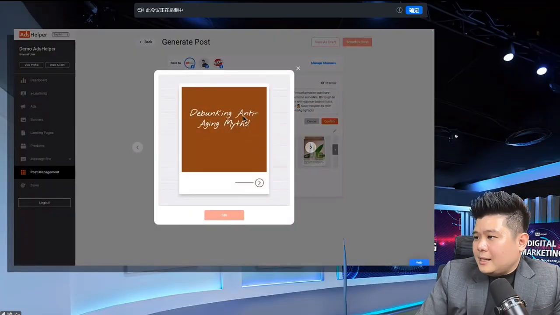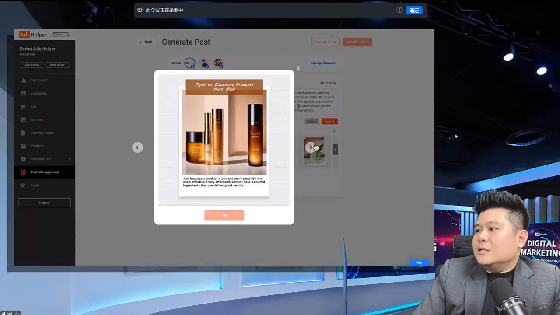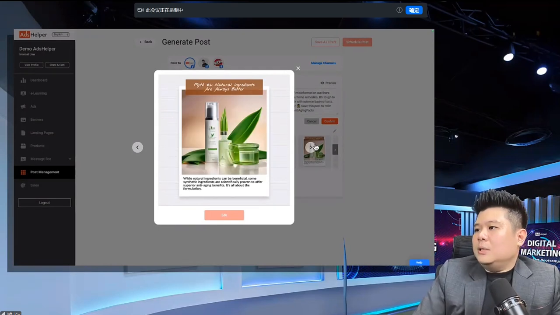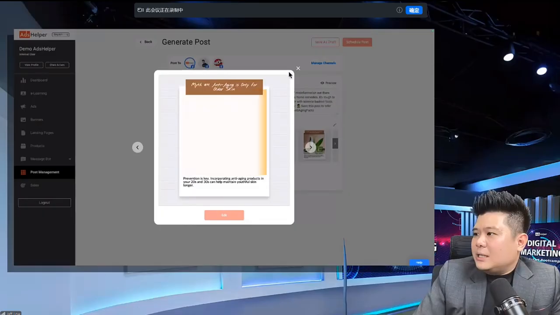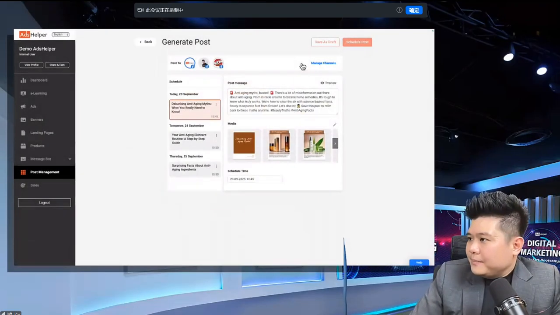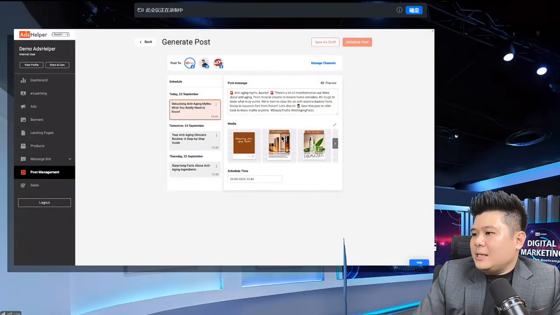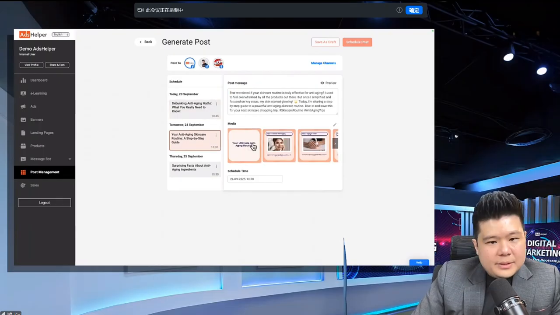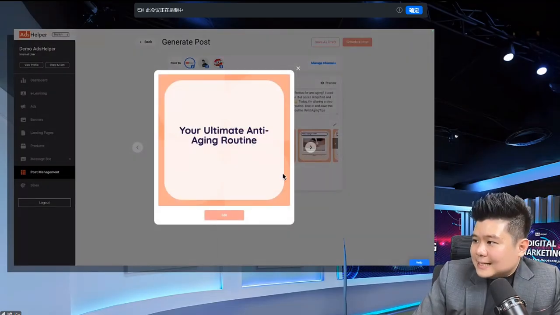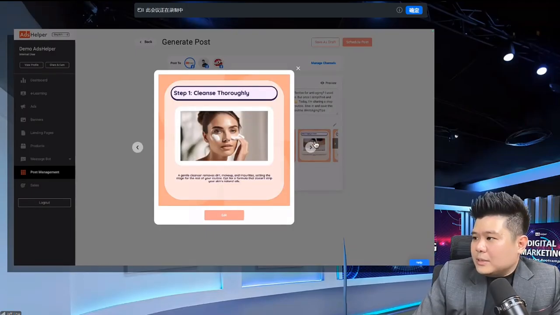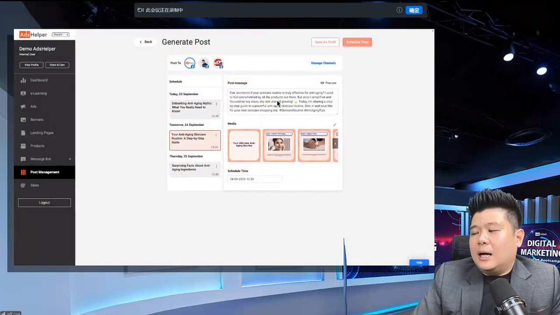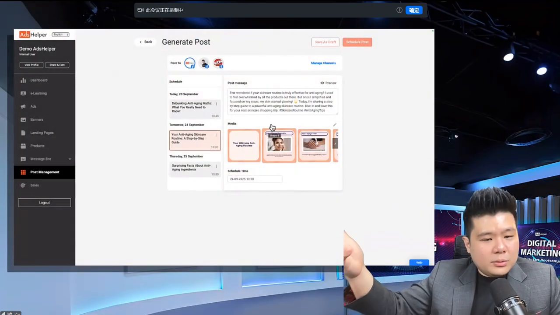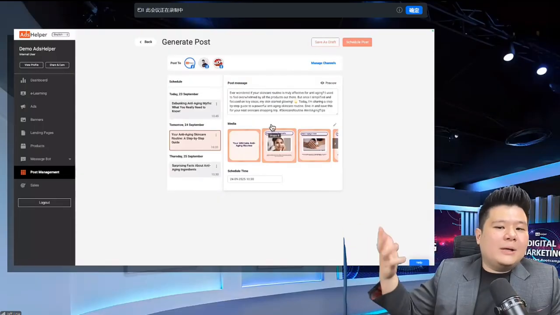Debunking anti-aging myths. So number 1, number 2, number 3, number 4. These are the things that you can actually let it run, and start having. And the moment you finalize it, you can always still go in and edit. You see it? You can always go in, edit it, and change it to whatever you want. You can also change to your own product photos if possible, because this is to help you get inspiration.